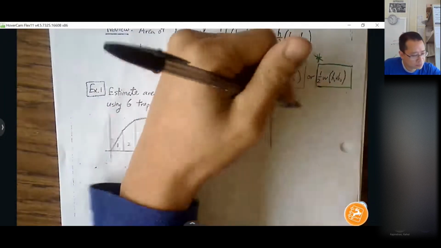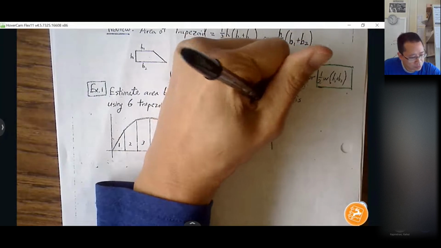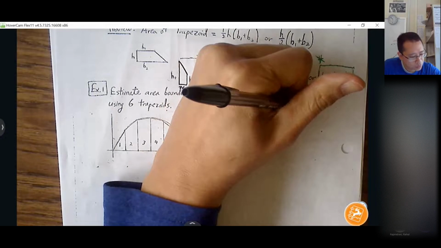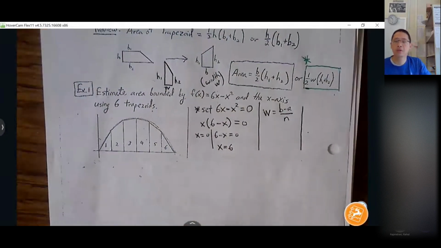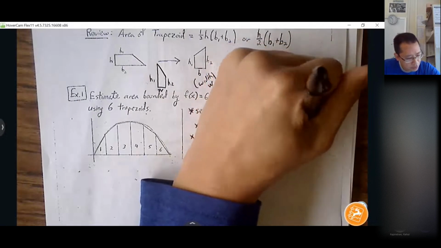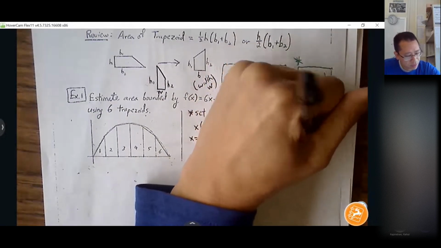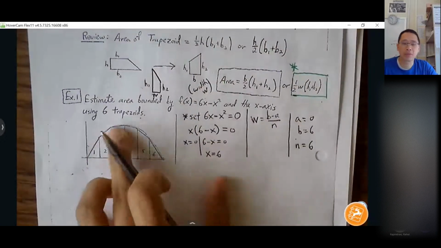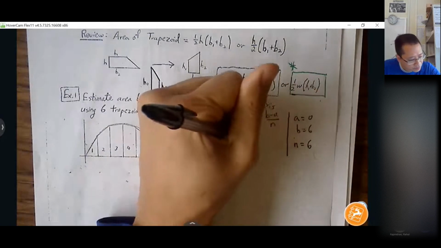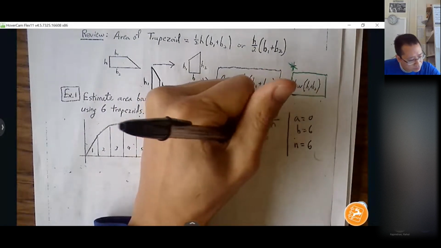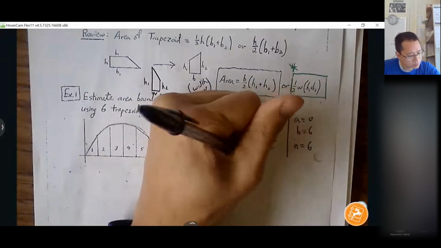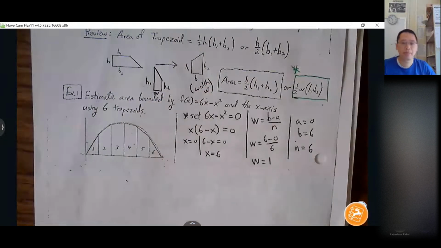So now we can go through our width formula. Our width is b minus a over n. We want to create widths that are all the same across all the intervals. Our a value is 0. Our b value is 6. And our n value is also 6, right? N is the number of intervals, subintervals. Six over 6 is just 1. A nice easy number to apply.